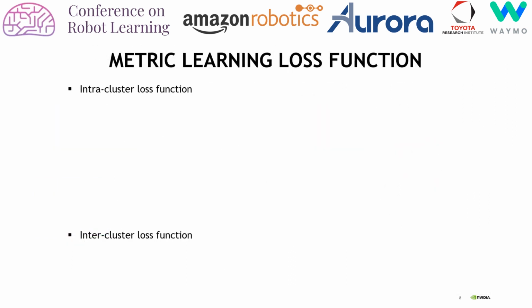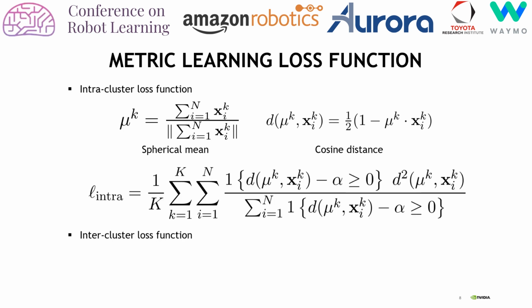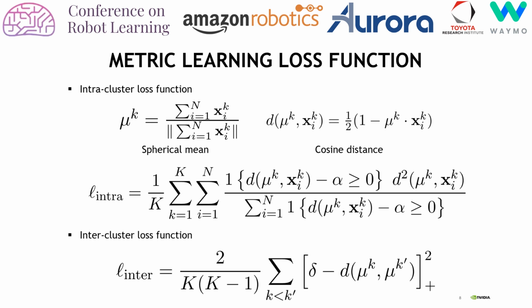Our metric learning loss function consists of an intra-cluster loss and an inter-cluster loss. First, we compute the spherical mean of the K objects. We use cosine distance in the loss function since all the feature embeddings are normalized to have a unit length. The intra-cluster loss minimizes the distance of each pixel to the cluster mean with a margin alpha, while the inter-cluster loss maximizes the distance between the cluster means with a margin delta.